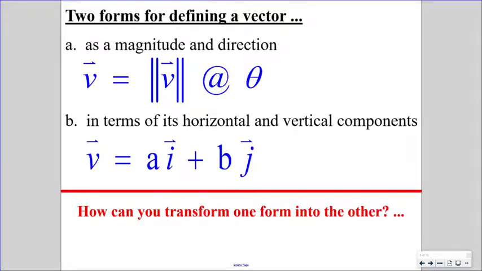Okay, so now we have these horizontal and vertical components. We now have 2 forms for defining a vector. So the first way is what we have been focusing on the last 2 lectures, magnitude and direction. So the length of the vector, the direction that it's facing. The second option then is just the horizontal and vertical components, because splitting things into its horizontal and vertical components gets us a way to get the magnitude and the direction. That's what we're going to figure out how to go between now.